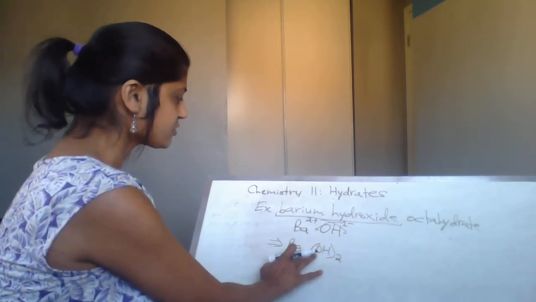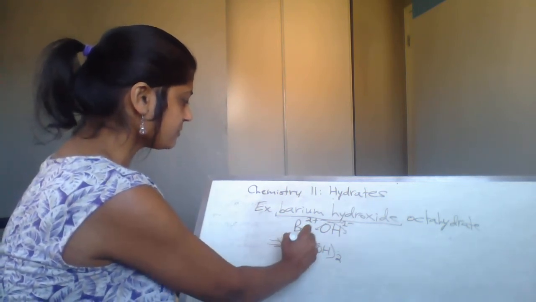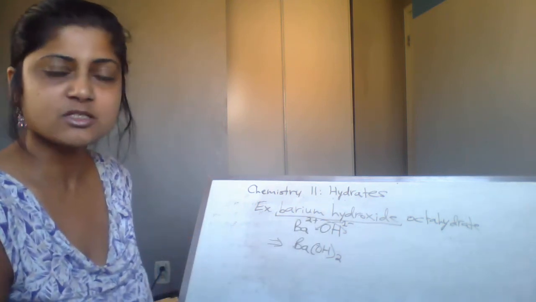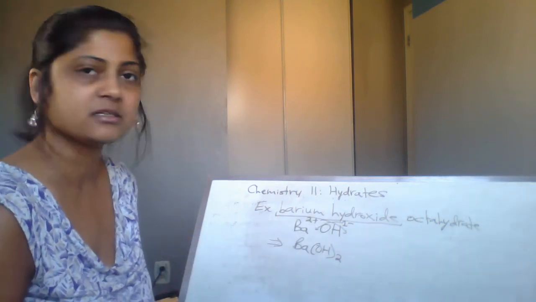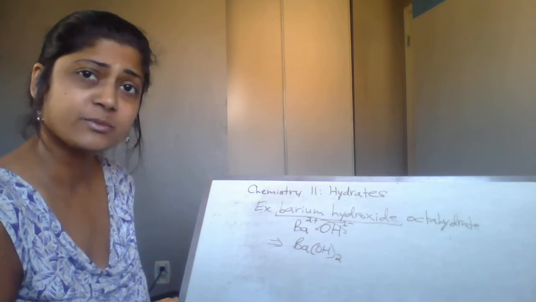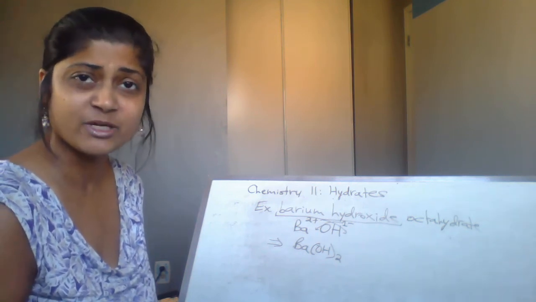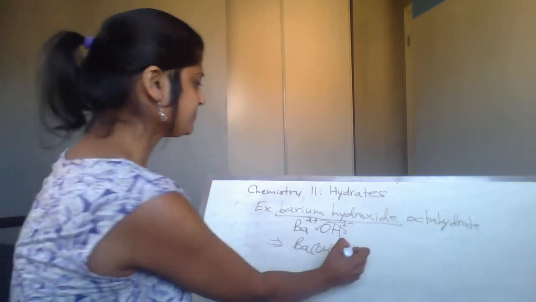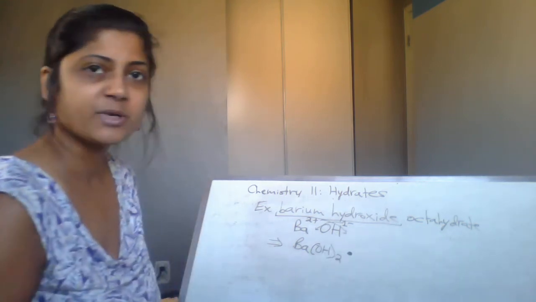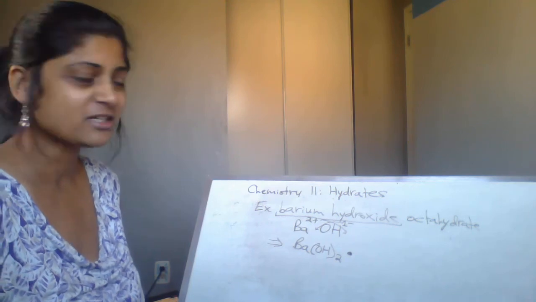Again, I don't need to actually write the 1, so I'm just going to move the barium over. So just like in math, don't write the number 1, whenever you're doing the formulas. That's just unnecessary. The number has to be greater than 1 in order for you to put it down. So this is actually the formula for barium hydroxide. We can all see that.